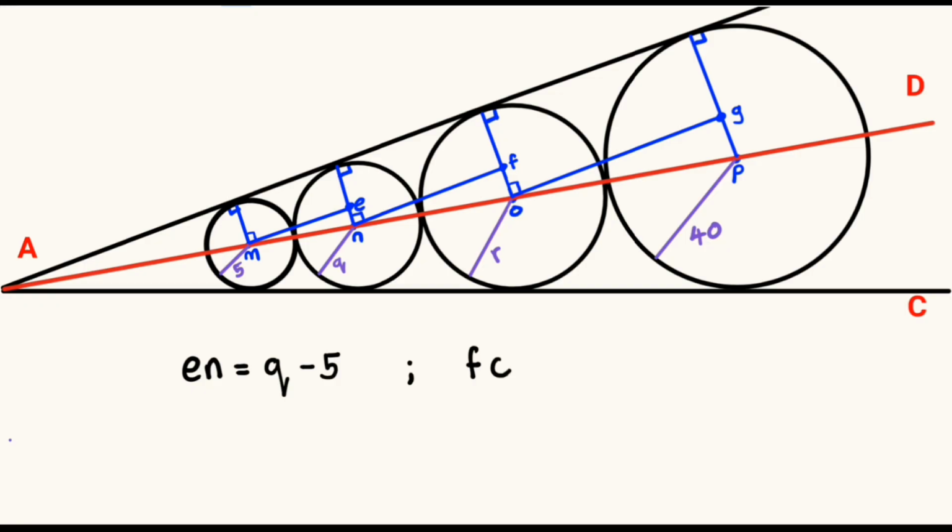And for our FO, we have the radius of the second circle, which will be equal to that part because we have a rectangle. So our FO will be equal to R minus Q, and in the same way the GP will be equal to 40 minus R.